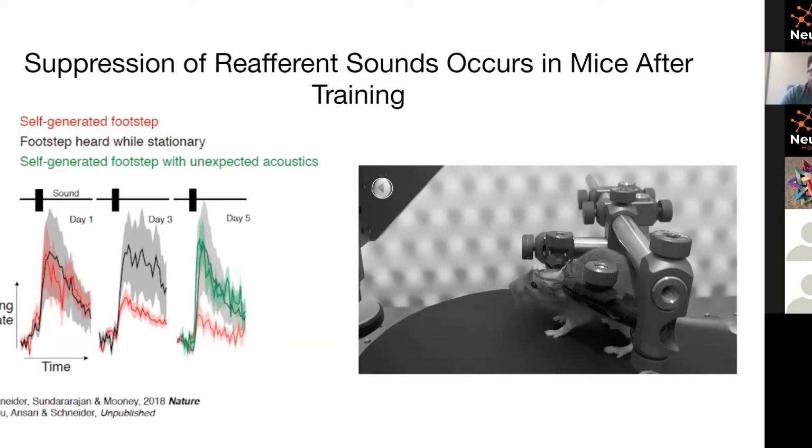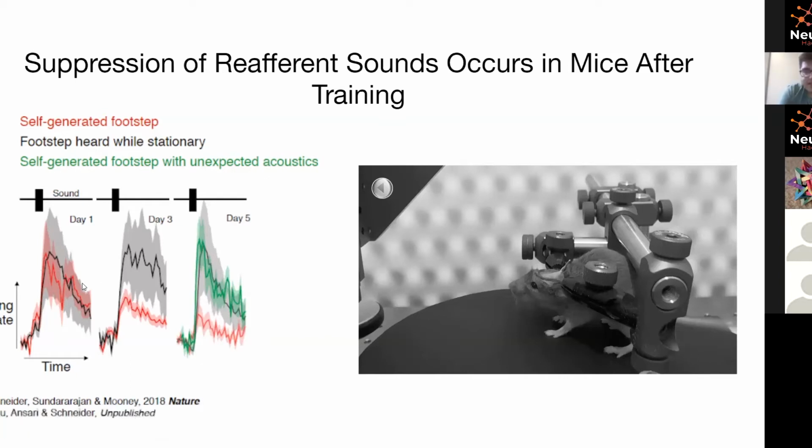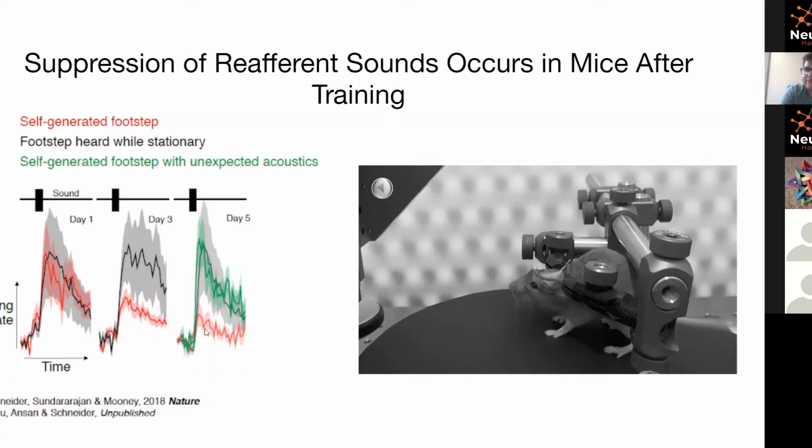And what we found is that when the mice are first stepping on day one, they hear these beeps and boops. There's an effect. Then as time progresses, they actually believe that these sounds are their own footsteps. This self-generated footstep would be this red one. And as you see, they become more desensitized to it. So these reafferent sounds, as we call them, sounds due to locomotion, get suppressed.